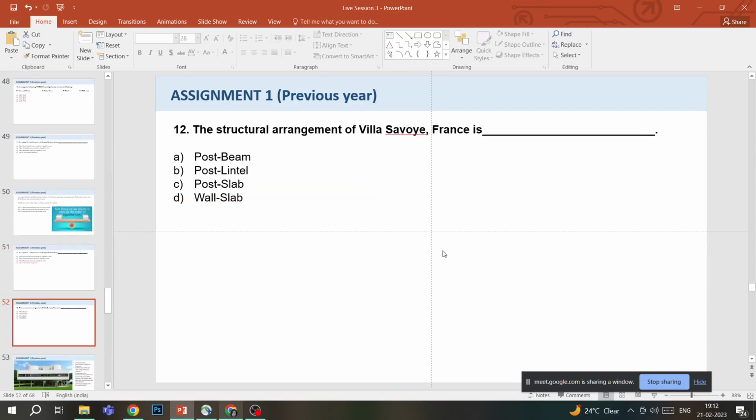The structural arrangement of Villa Savoye, France is post beam, post lintel, post slab, or wall slab. To be able to answer this, you should know what Villa Savoye looks like and what it actually is. It's one of the very famous buildings of Le Corbusier. I'll show you in the next slide, and then we will talk about what these kinds of structural arrangements are: post beam, post lintel, post slab, wall slab, and then we will answer that question.